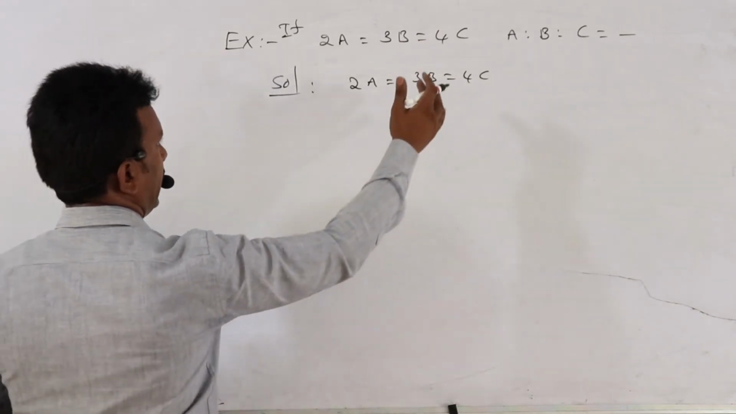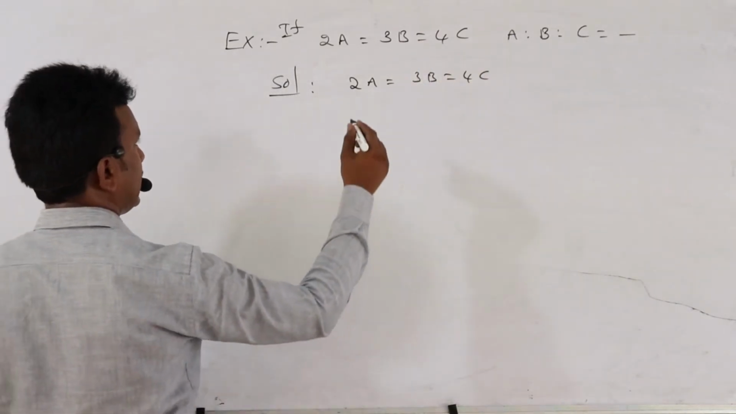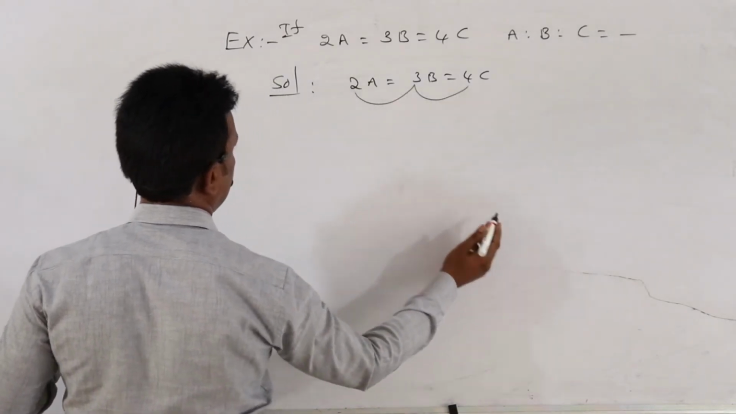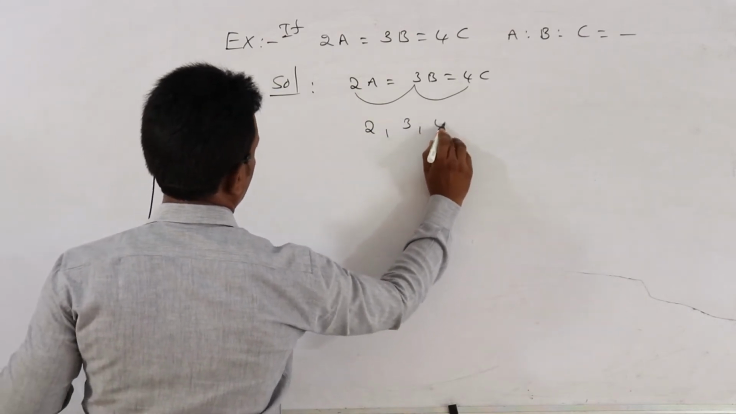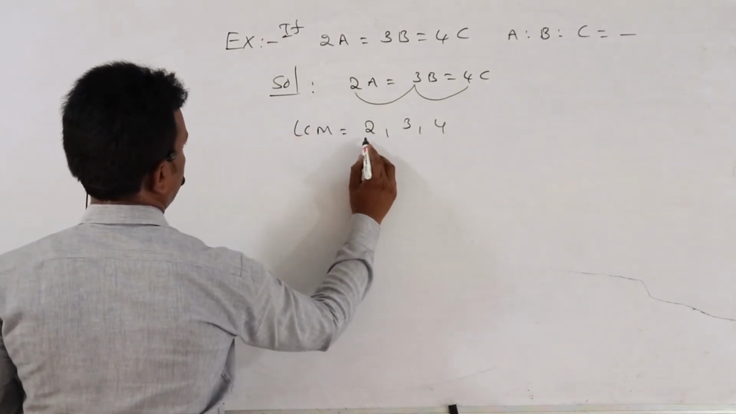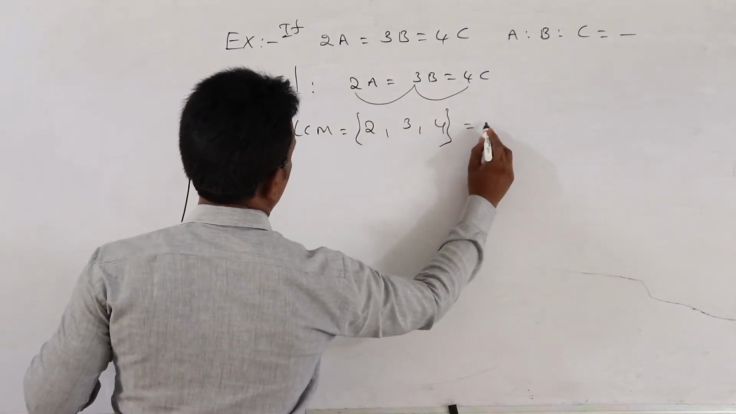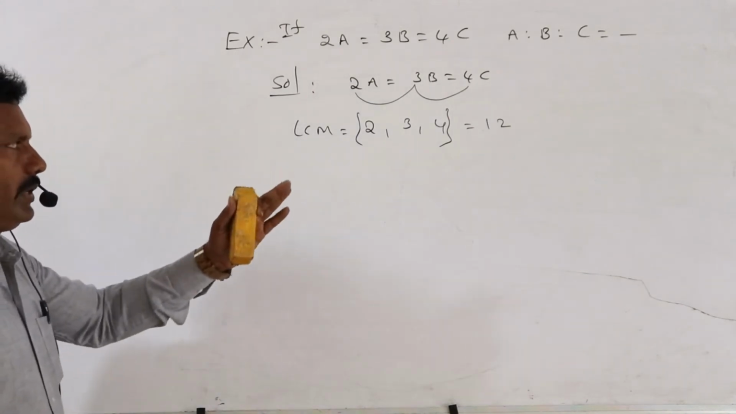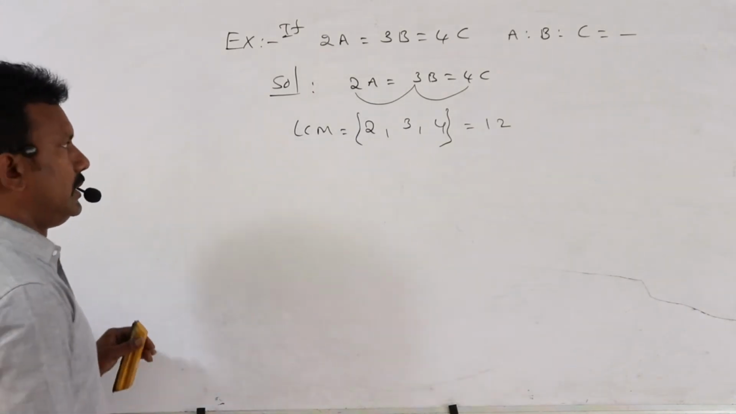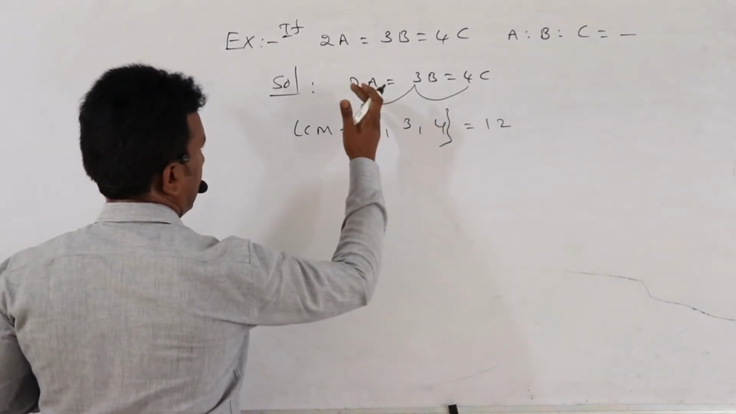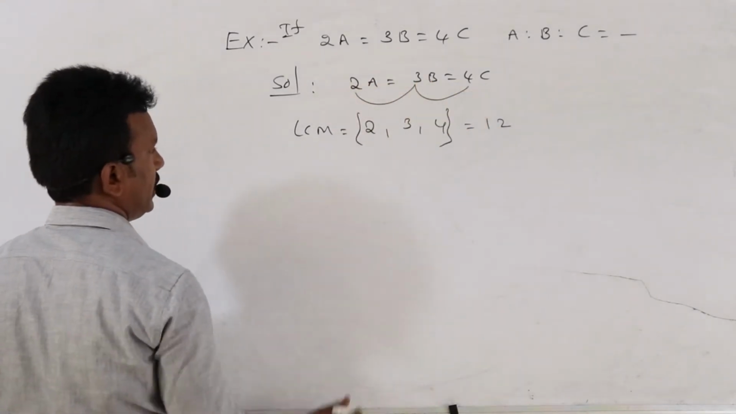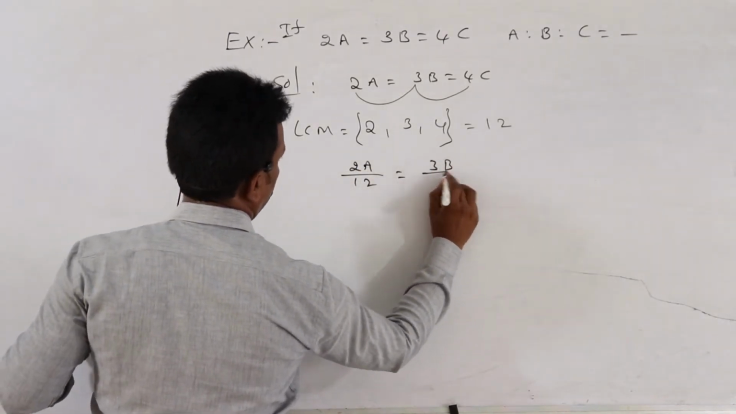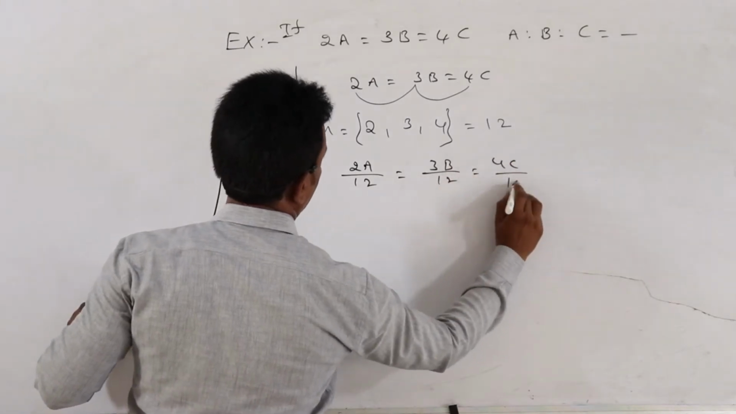We are finding a, b, c. We write the LCM of 2, 3, 4. What is the LCM of 2, 3, 4? Clearly, 12 is the LCM. So we write 12 as the denominator of each term: 2a by 12 equal to 3b by 12 equal to 4c by 12.